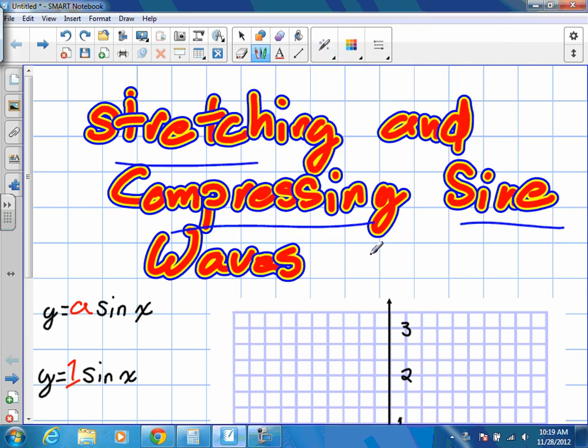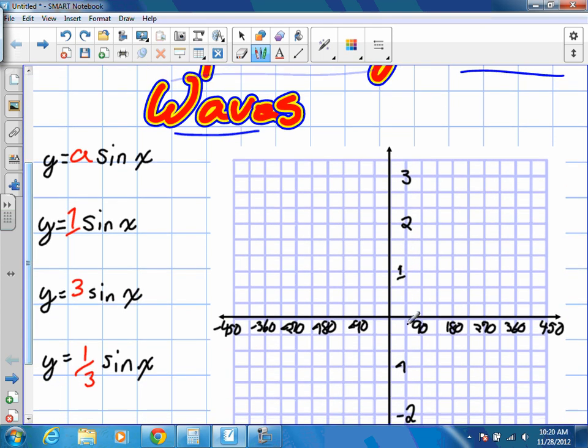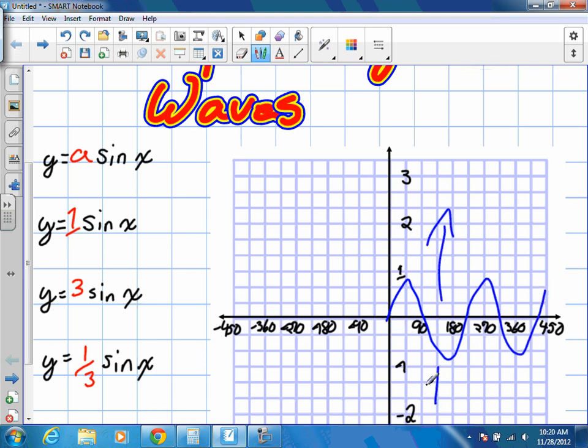Stretching and compressing sine waves. Yesterday we focused on moving our sine waves up and down, or left to right. Those are transformations. What we're going to focus on today is actually stretching these waves, and then adding those transformations after.